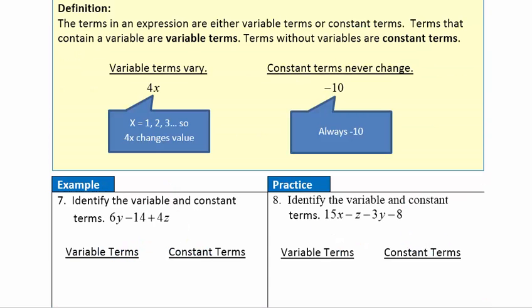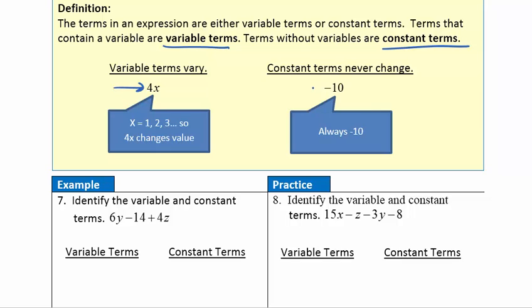Let's take a look at another definition. The terms in an expression are either variable terms or constant terms. Terms that contain a variable are variable terms, and that makes sense. Terms that are constant don't have any variables. And you can see why this makes sense here. Here's a variable term, 4x. Now this term can vary because x can take on different values. X can be 1, 2, 3, or any other value we plug in there. So the value of this term can change, and that's why we call it a variable or varying term.